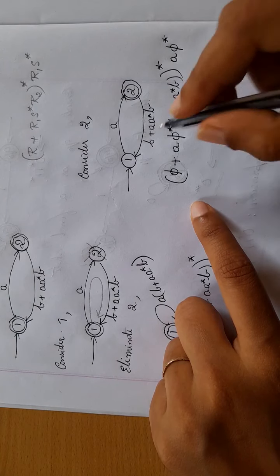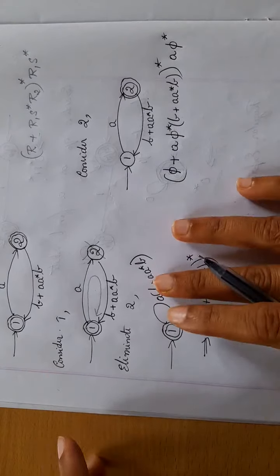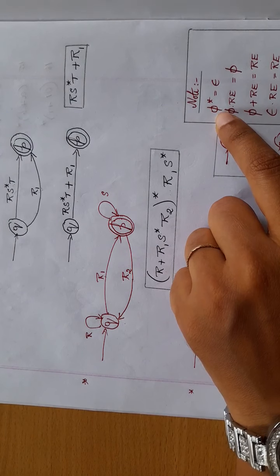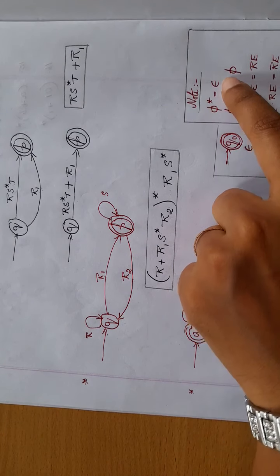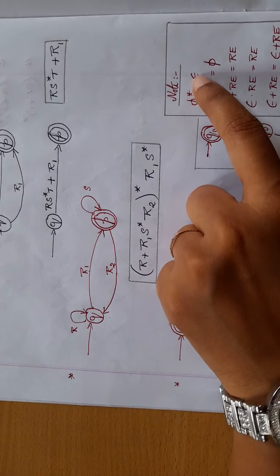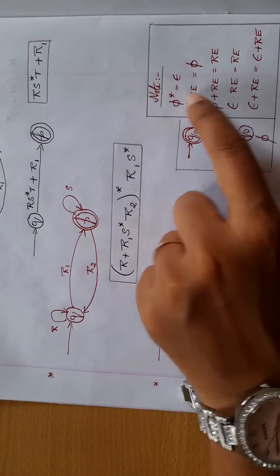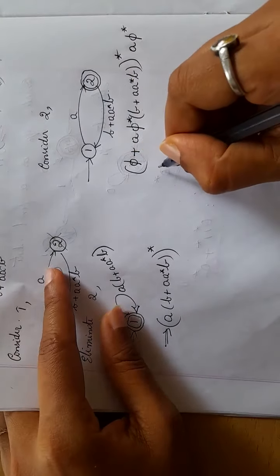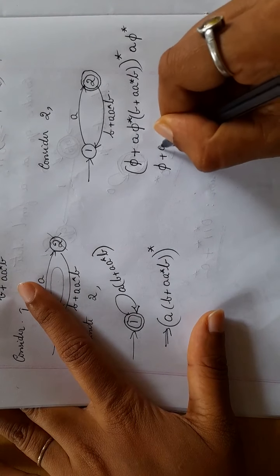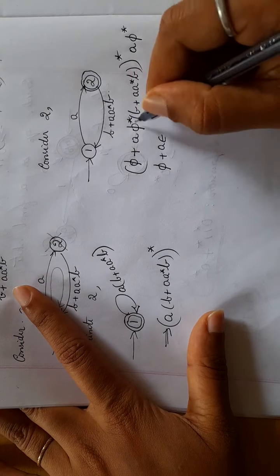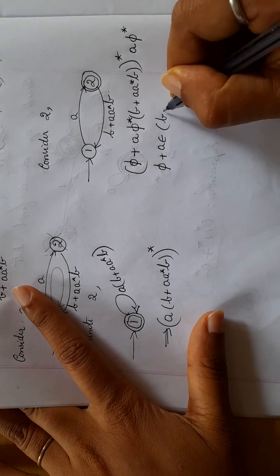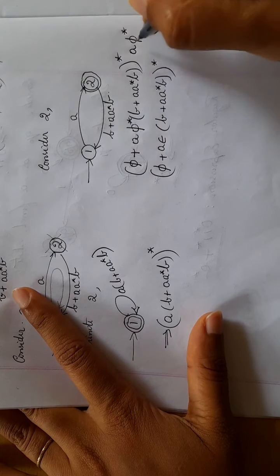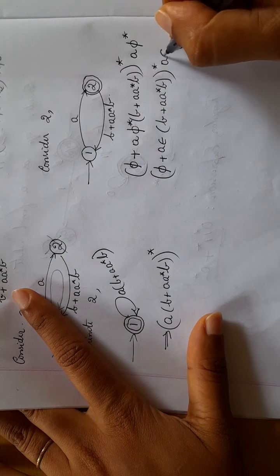So first we shall check what this phi star is. I had given a note on this in the previous class. What do you mean by phi star? Phi star is nothing but epsilon. So first we shall substitute this. Next we shall check for other cases. Phi star is epsilon, so I'll write this as phi plus A, phi star is nothing but epsilon, so I'll write this as B, A star B whole star A, and phi star is nothing but epsilon.